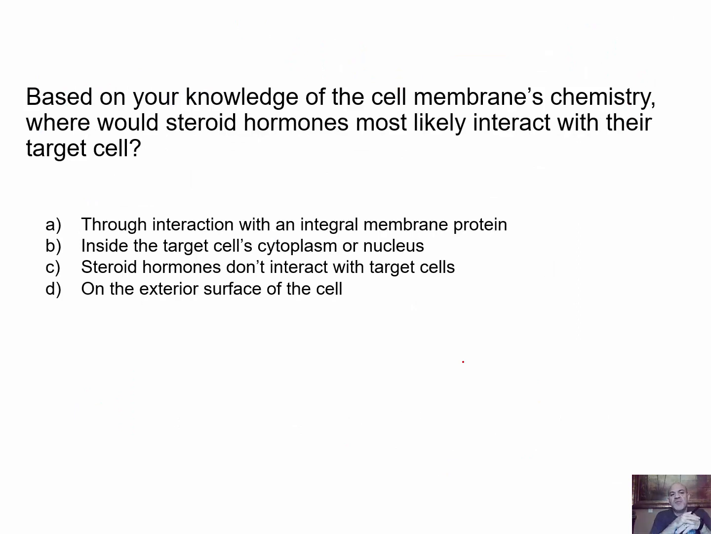So looking at a couple of practice questions here. Based on your knowledge of cell membrane chemistry, where would steroid hormones most likely interact with their target cell? Is it A, through interactions with the integral membrane proteins? B, inside the target cell cytoplasm or nucleus? C, steroid hormones don't interact with target cells? Or D, on the exterior surface of the cell?